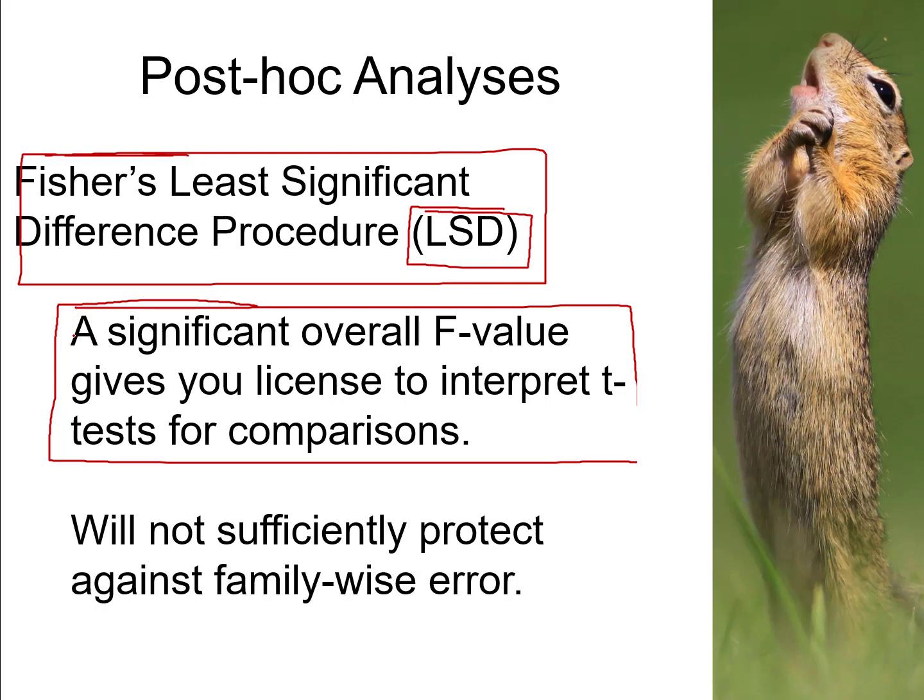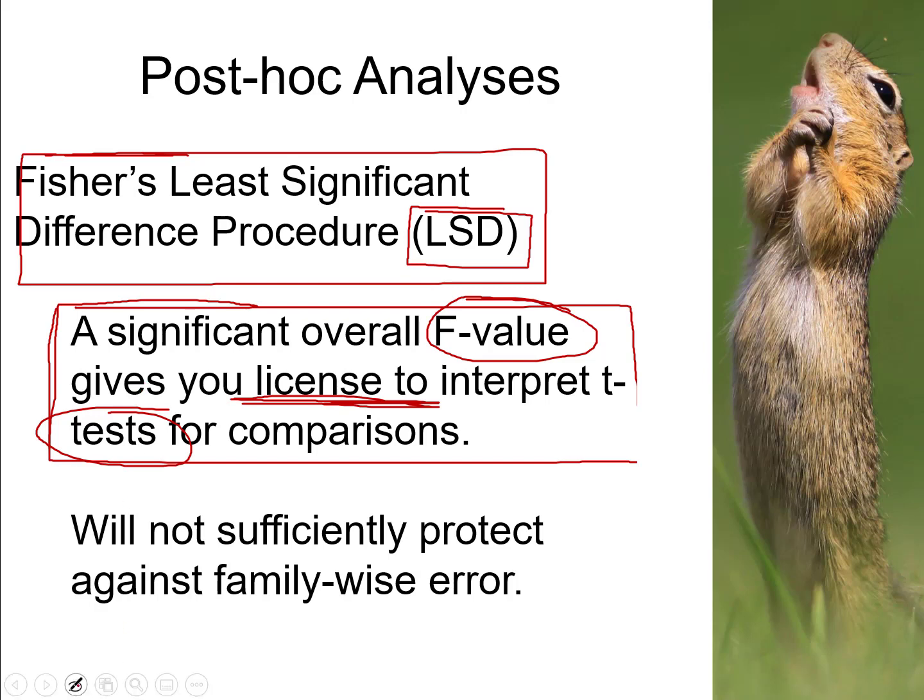So with the Fisher's LSD approach, we first do that omnibus F test to see if we have some kind of significant difference between groups. And if that F value is significant, we use that as a license to say, okay, now it's okay to go ahead and do all the contrasts and all the comparisons we want to do. So we can proceed to do a whole bunch of simple contrasts and test them with t-tests for all the comparisons we want to make.